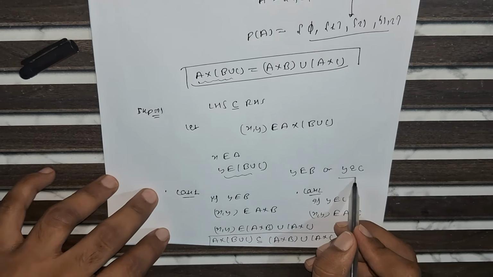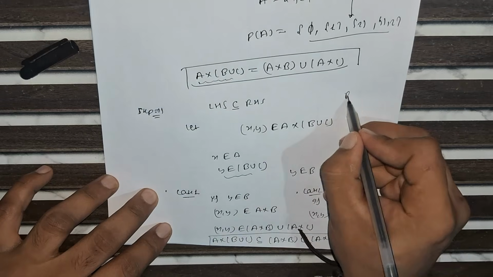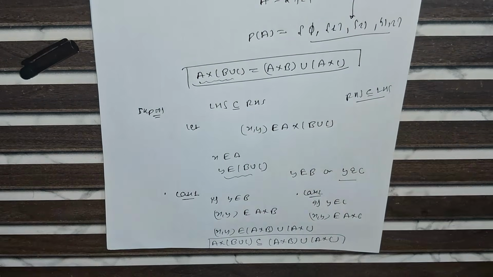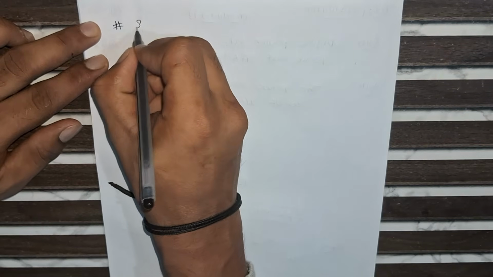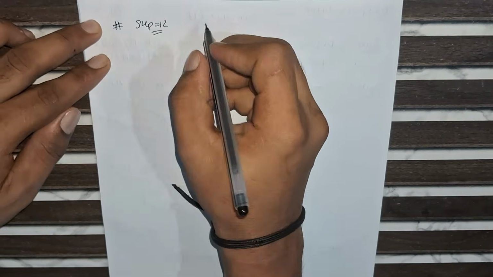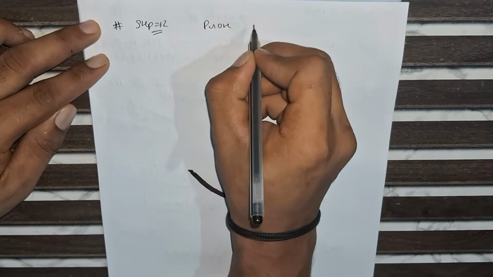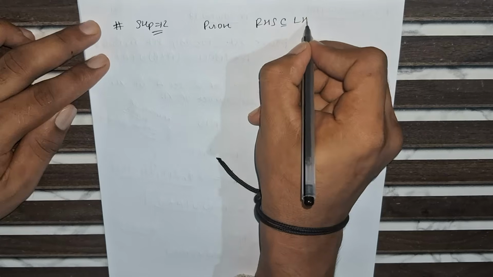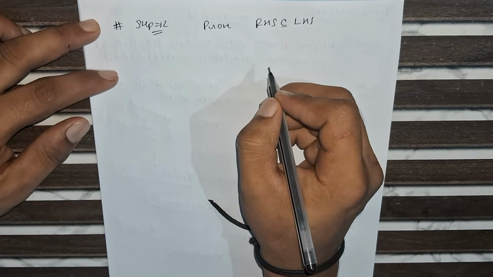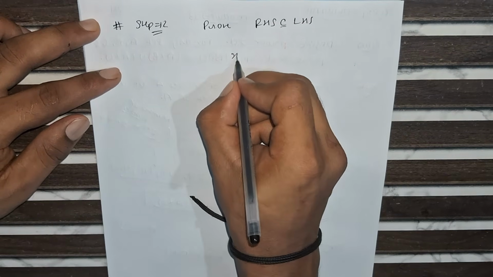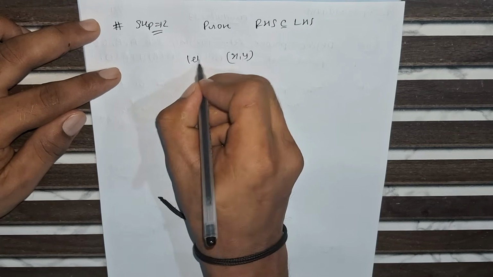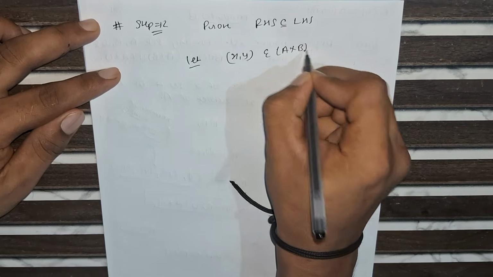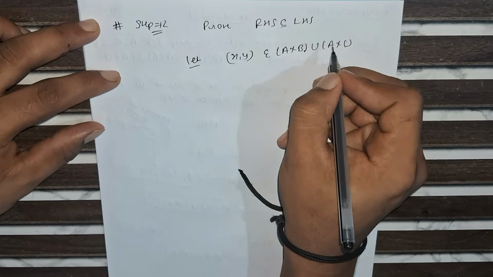Now move to the second step. We will prove that RHS is a subset of LHS. This is our second step. So in step 2, we will prove that RHS is a subset of LHS. Now we are taking RHS, which is (X, Y), this is the case we consider here, which belongs to (A cross B) union (A cross C).